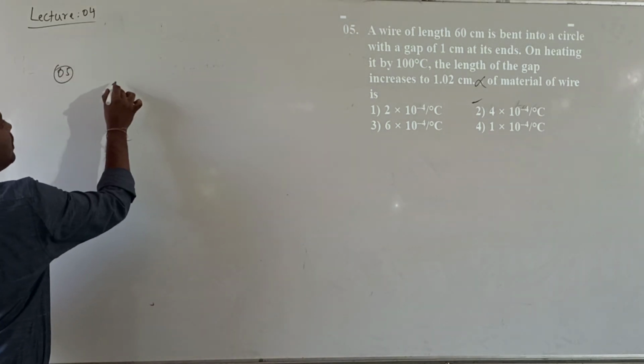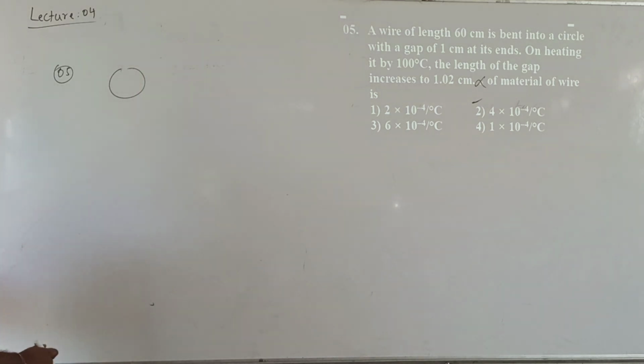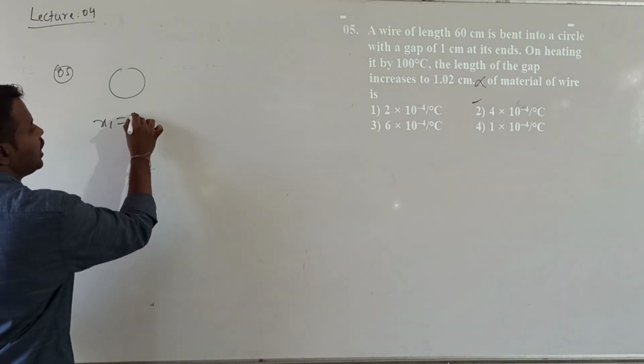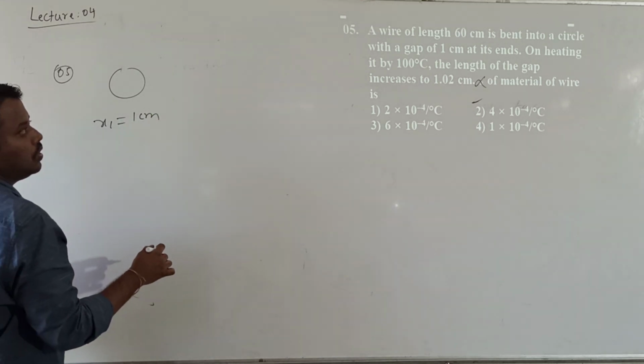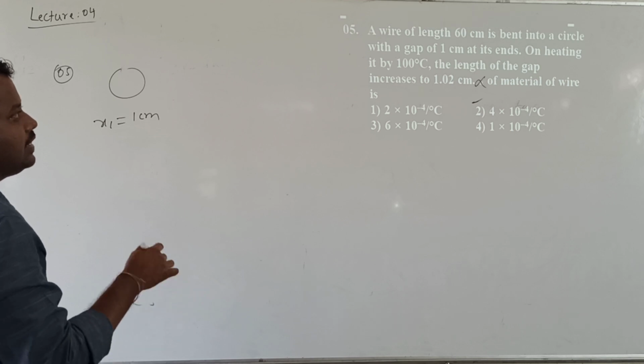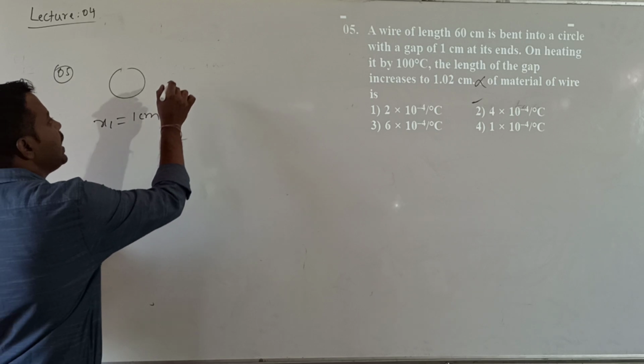One wire is there. The wire was bent in the form of a circle by leaving some gap. Okay? So what is the initial gap left? Can I call that gap x1? The x1 value is 1 centimeter. So this is at what temperature? The wire of 60 centimeters is bent in the form of a circle with a gap. On heating, the wire is heated.